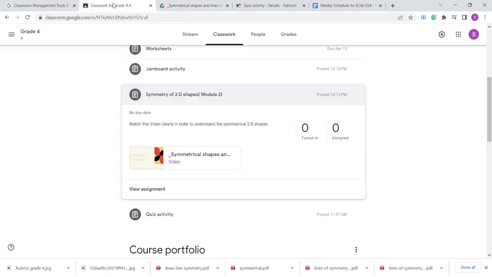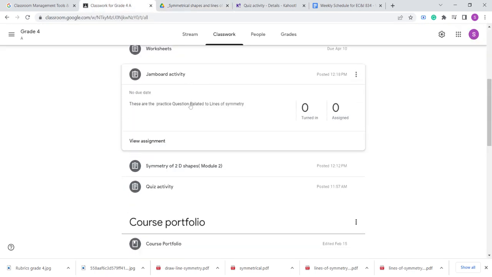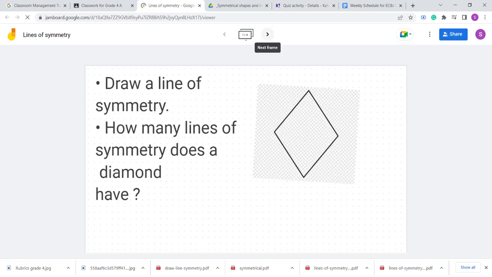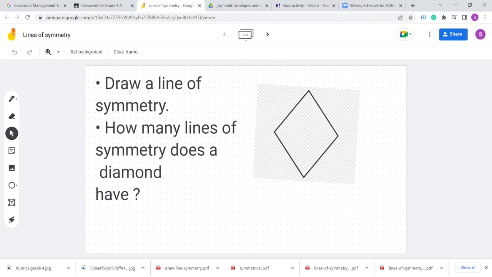So I also added one Jamboard activity. Here is the link of the Jamboard activity. In this way I can easily know what the students learned from this video, and they can use that kind of instruction in the Jamboard activity. Here is the diamond. I encourage the students to draw a line of symmetry and also to tell me how many lines of symmetry the diamond has.